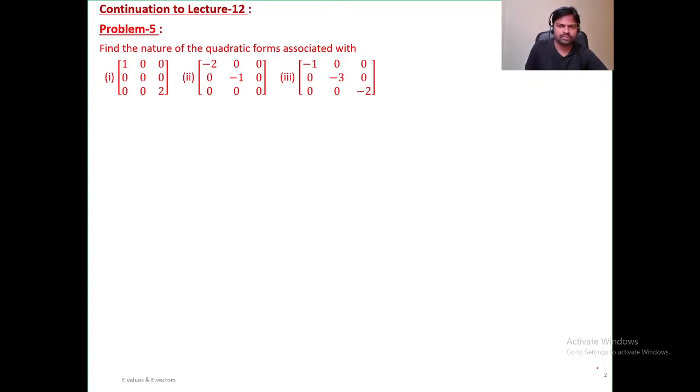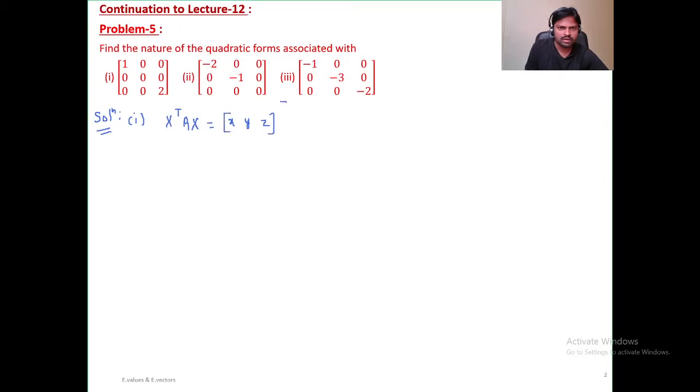So I want the nature of the quadratic forms, right? So first, the first 3 by 3 matrix is given. So for that, x transpose A into x, right? This is x transpose. So x is a column vector. So now this becomes the row vector x, y, z. Let me write x, y, z. Or you can write x1, x2, x3, your wish.